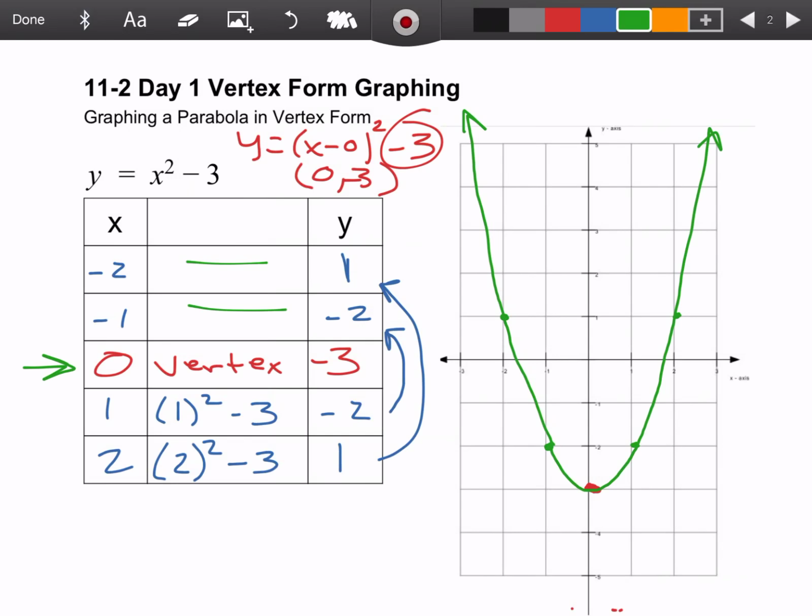Hopefully we're going to talk more about this in our next video, but hopefully you see this minus 3, how if we were to start in the middle, with our parent function, all we did was slide everything down 3 spaces. But that'll be something that we talk about more in the next video.